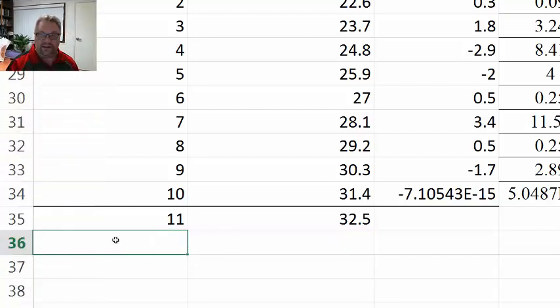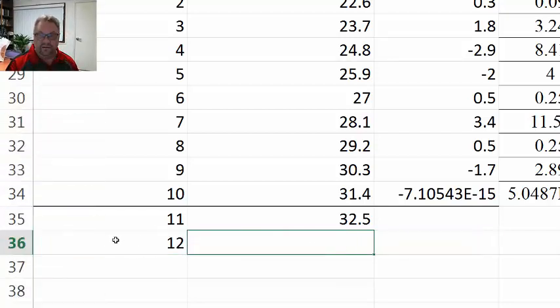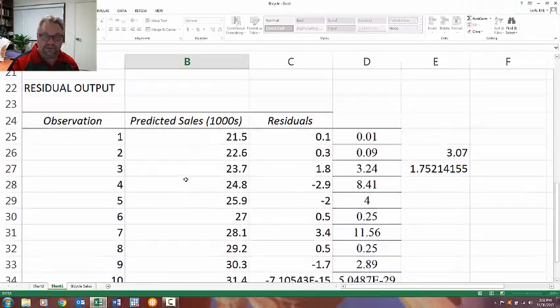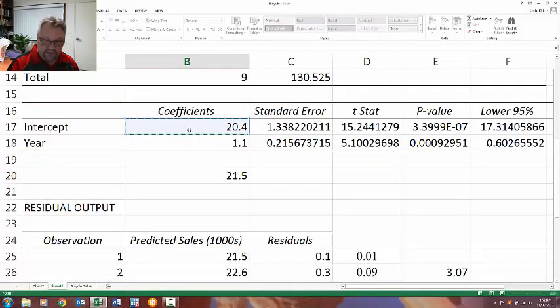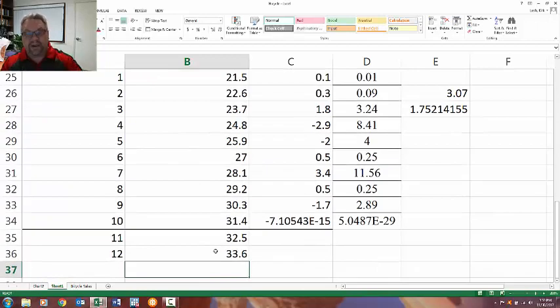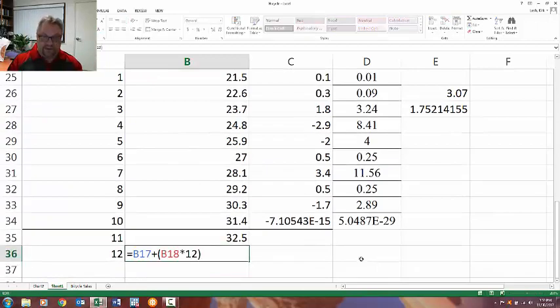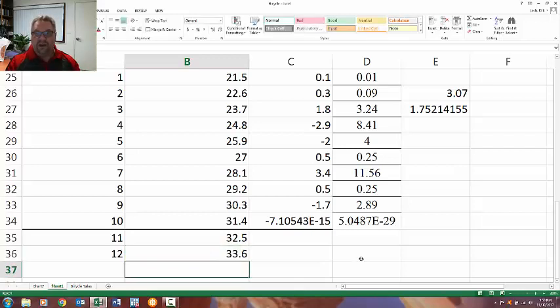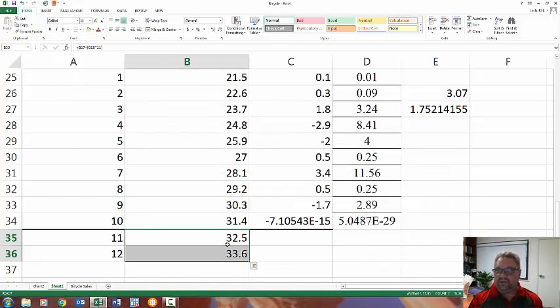So I would just take my intercept plus my slope times the time period that I'm trying to forecast, and there you go. That would give me my forecasted sales for period 12, and you can see that they're just 1.1 units higher than the period 11 forecast. Okay, lastly, actually I think that's it.